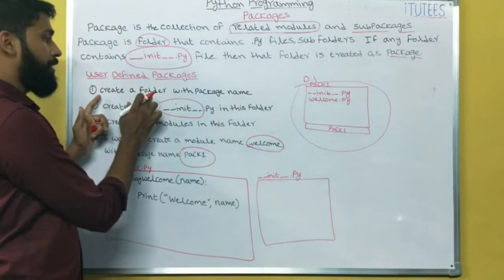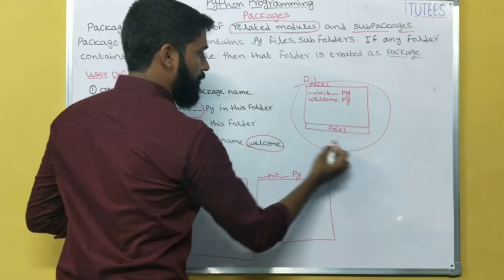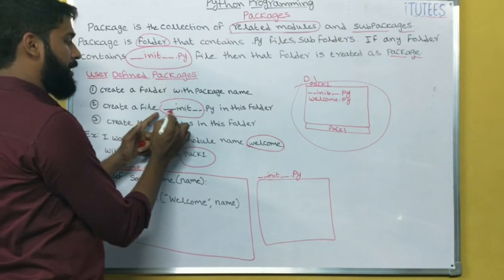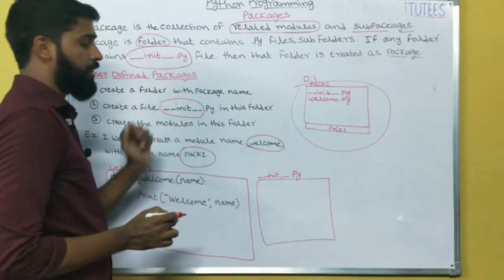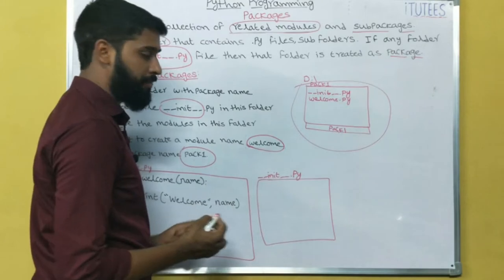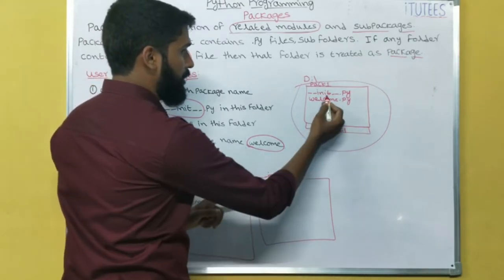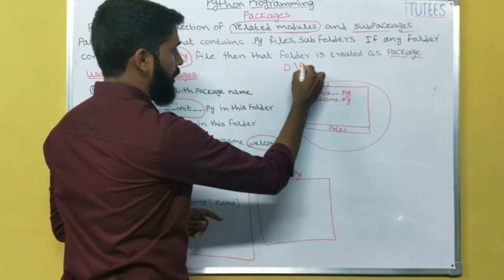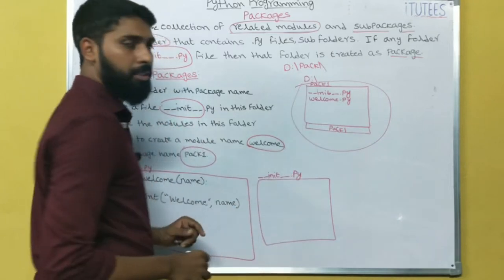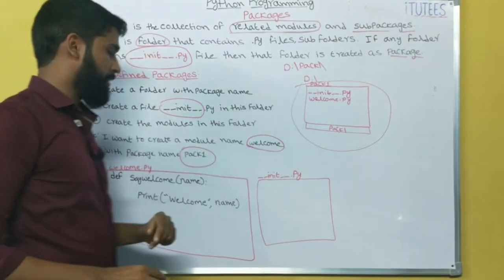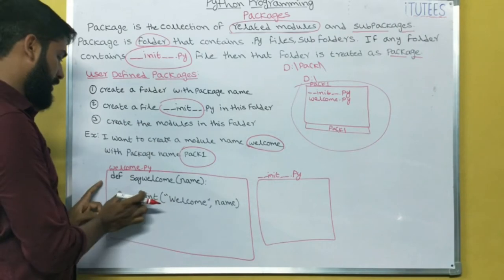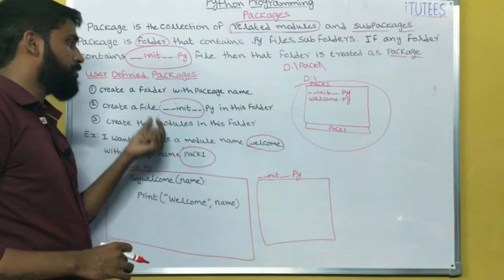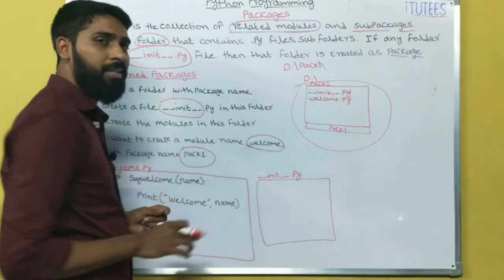So what is the first step? Create a folder with the package name. This is the folder with package name pack1. Second, create a file __init__.py. I open a Python file and save it as __init__.py in the location pack1 slash, that means in D drive there is a folder pack1. What is the third step? Save this welcome.py module in this pack1. That's it. Now the user defined package pack1 is created.